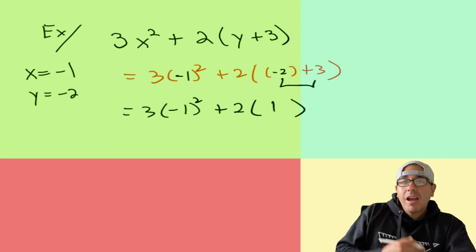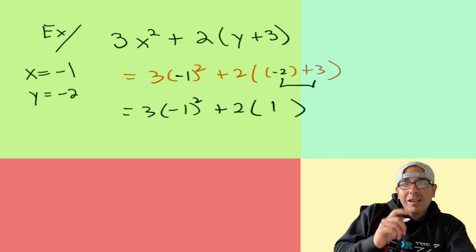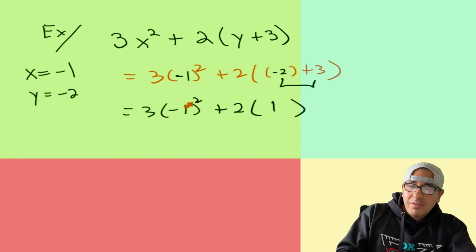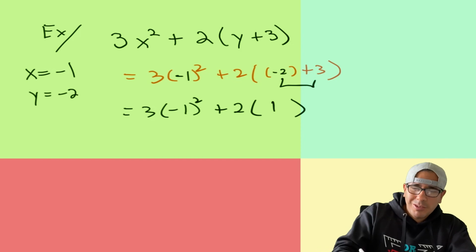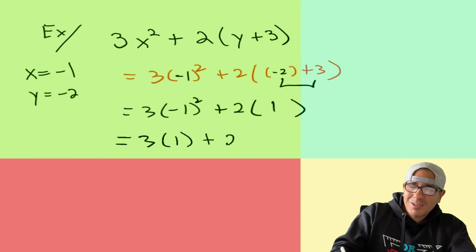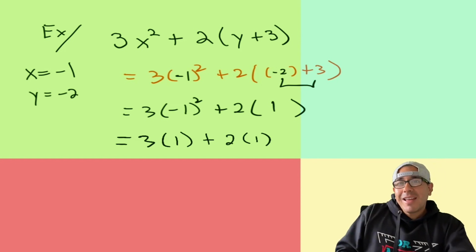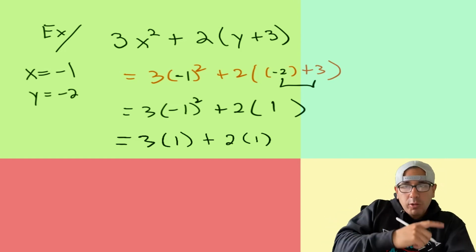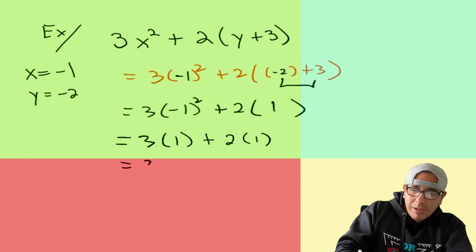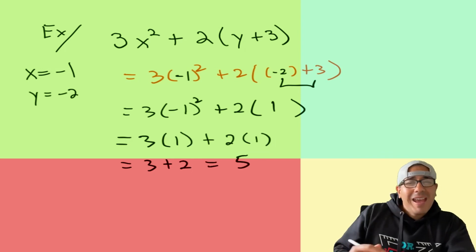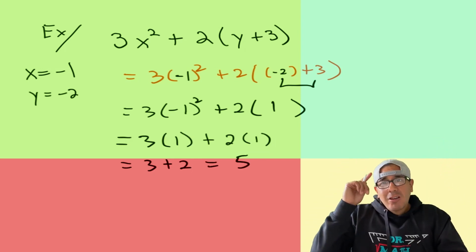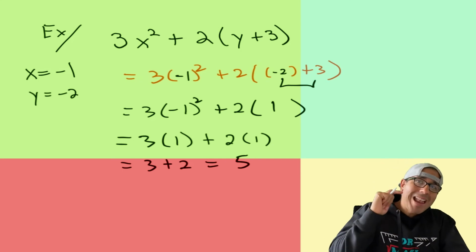All right, now we got rid of those parentheses, so now let's do our exponents. So negative 1 squared. So we're left with 3 times 1 plus 2 times 1. All right, next up to bat, multiplication. So let's go ahead and multiply, and we're left with 3 times 1 is 3. 2 times 1 is 2, and we're left with 5. And there you have it, folks. That's how you evaluate expressions like a pro.